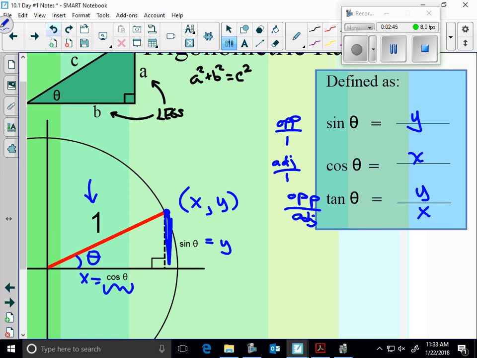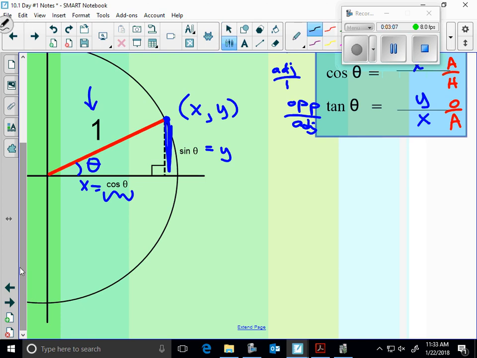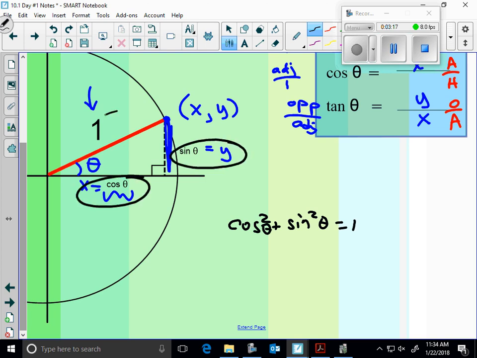So the sine value is always the y value, or opposite over hypotenuse. The cosine is the x value, or adjacent over hypotenuse. I'm going to put this: opposite over hypotenuse, adjacent over hypotenuse, and opposite over adjacent. We'll use both of those forms here. And an interesting fact, later on we'll see that cosine squared plus sine squared always equals 1. Leg squared plus leg squared equals hypotenuse squared. All right, let's keep moving.